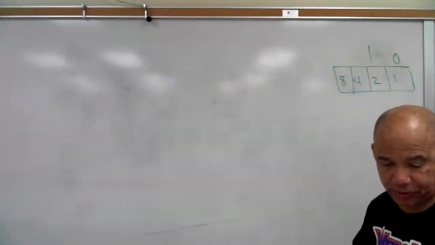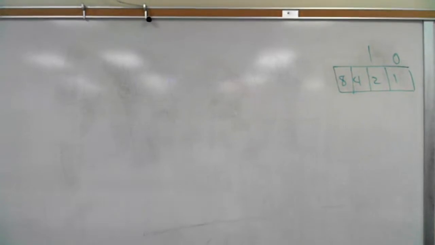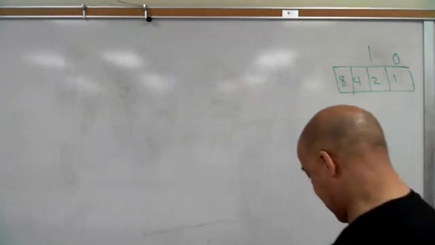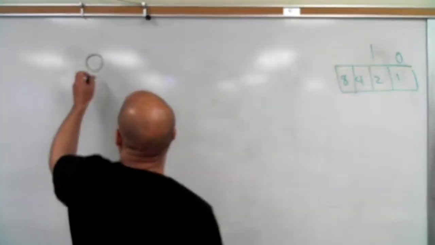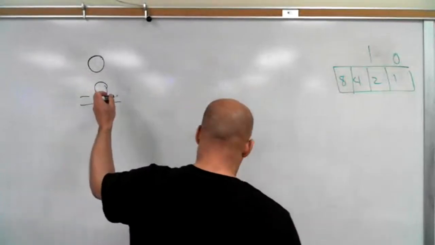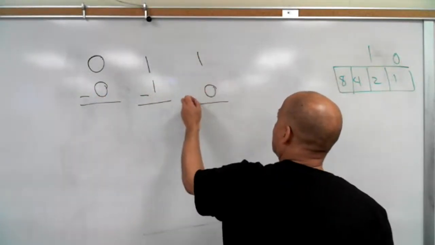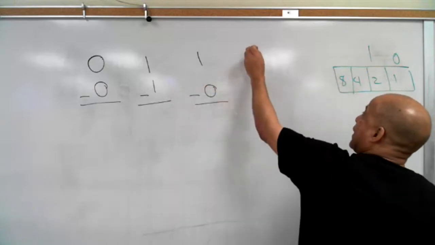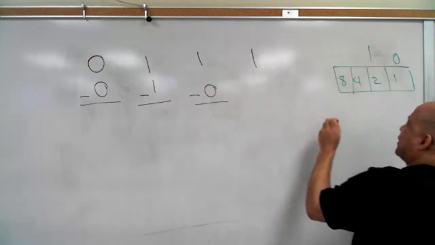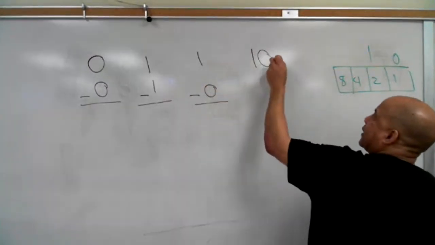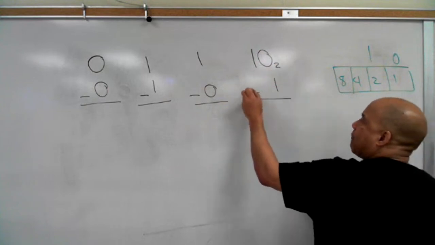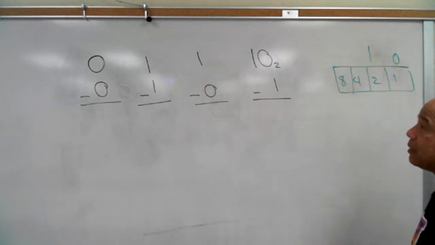All right, now let's do subtraction. So I got my rules. All right, so we got 0, 0, we got 1, 1, take that away. We got 1, 0, take that away. Now this one, this is the number 2. Remember, I write a 2 like this. I want to subtract 1 from it, like that.